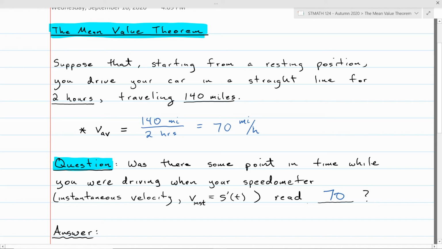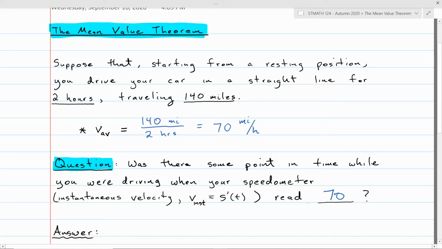Well, if you think about that, you pretty quickly realize, no, that's impossible. You couldn't have stayed under 70 miles per hour the whole time. If you stayed under 70 miles per hour the whole time, there's no way your average velocity could have been 70 miles per hour, right? Similarly, you couldn't have stayed above 70 miles per hour the whole time, because in that case, your average speed would be above 70 miles per hour.